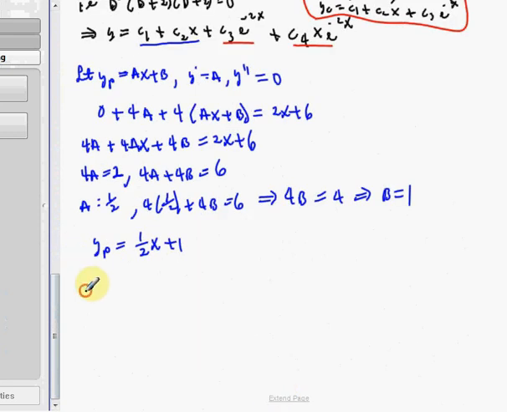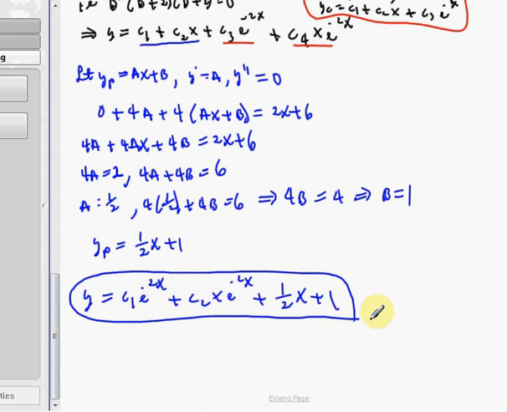So the solution would be c sub 1 times e to the negative 2x plus c sub 2 times x times e to the negative 2x plus 1/2 x plus 1. And that's it. Thank you.